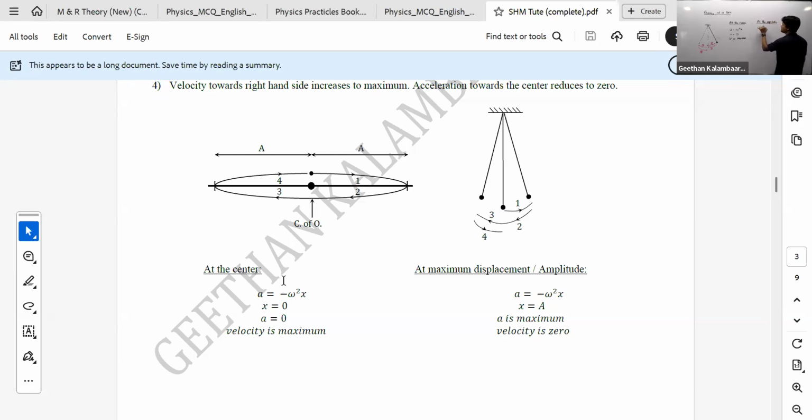At the amplitude, when you apply a equals minus omega squared x, acceleration is maximum. Velocity is minimum, or equal to zero.